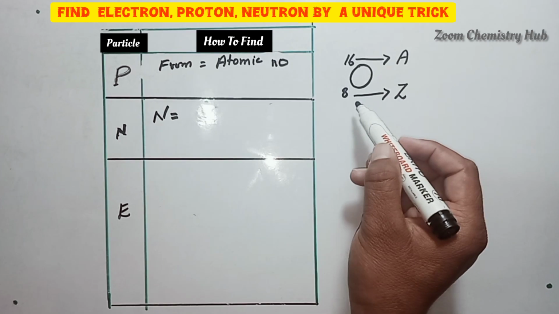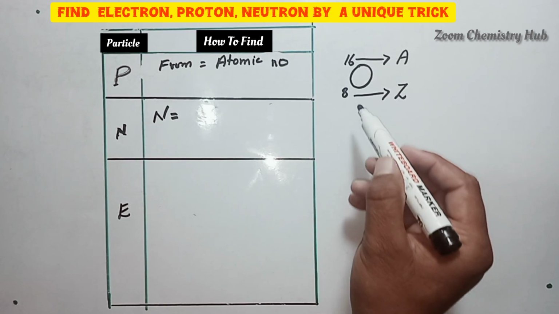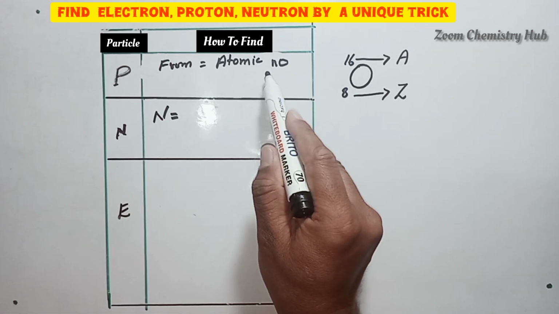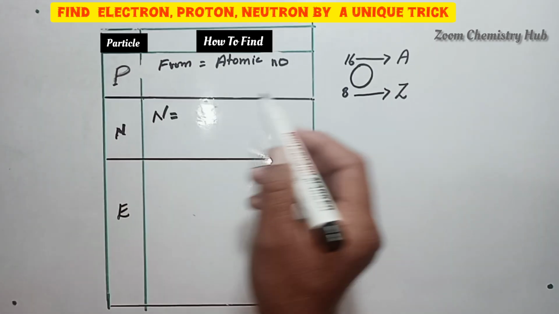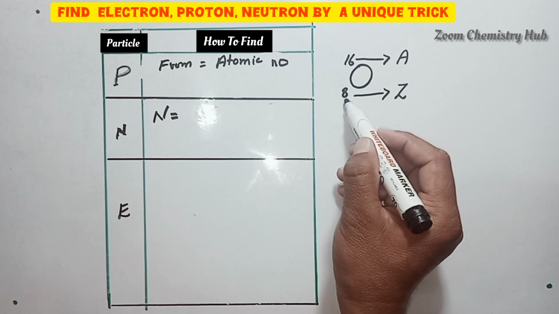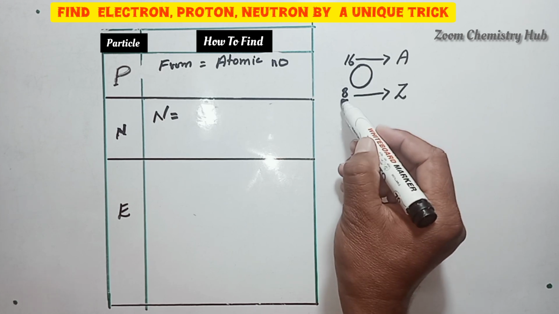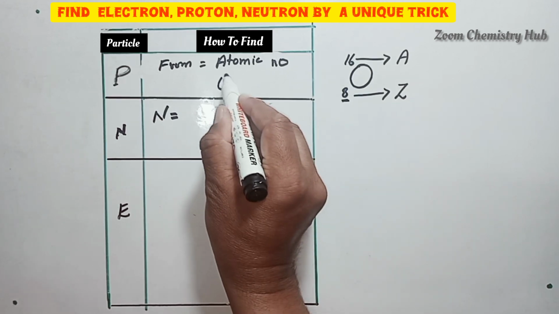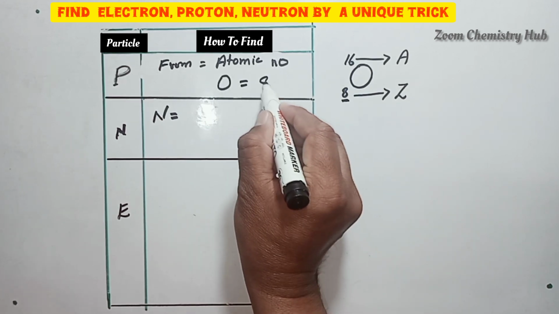So the number of protons is always equal to the atomic number. So the atomic number is the number of protons. Here we can see the atomic number of oxygen is 8. So here the number of protons is 8 for oxygen atom.